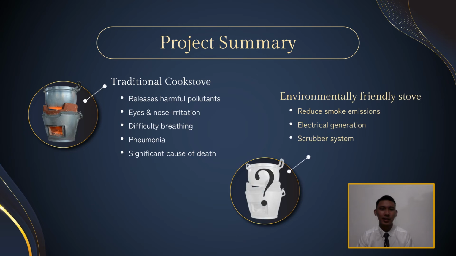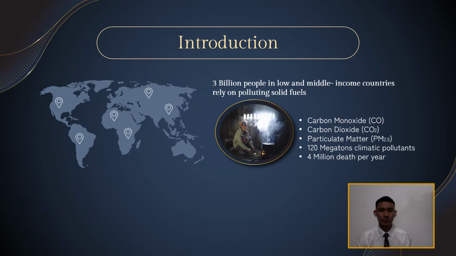Designing an environmentally friendly stove is one of many ways to reduce smoke emissions and at once improve indoor air quality. In this study, a current stove design will be improvised with environmental features such as heat control opening, electrical generation from the flowing smoke, and a scrubber system to reduce the smoke emission.